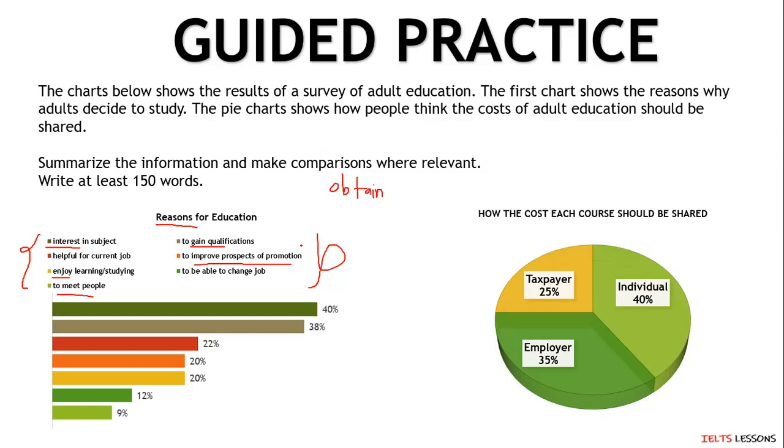So again, try to change some synonyms. To be able to change job, you can use the word shift or move to another job, or change a career. You can change the word job to career. So change one's career, shift to another job. So try to think of better synonyms.